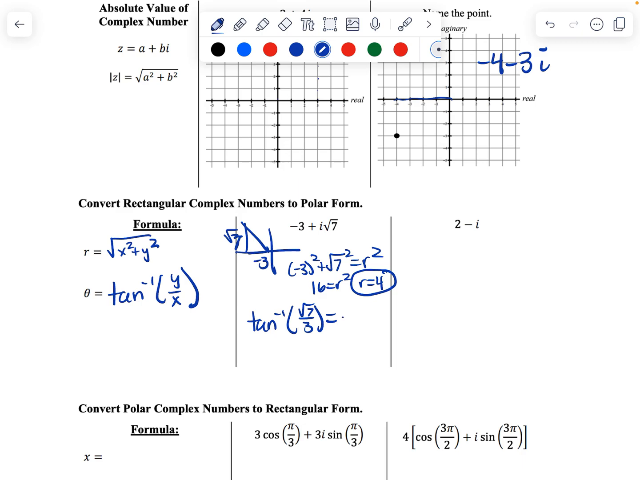that tells us it's negative 0.722 on our calculator, but that tells us in this quadrant. So to get to that other quadrant, we have to add pi. So we have 2.418.